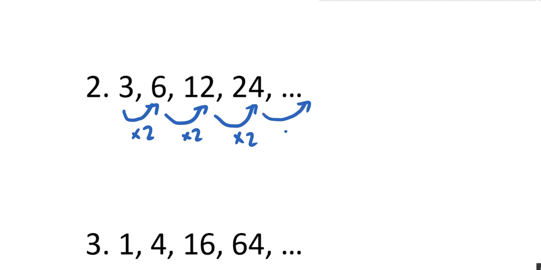And it looks like to go from 3 to 6, we are multiplying by 2. To go from 6 to 12, we're multiplying by 2. And from 12 to 24, we're multiplying by 2. So we kept this pattern going. 24 times 2 is 48. And 48 times 2 is 96.